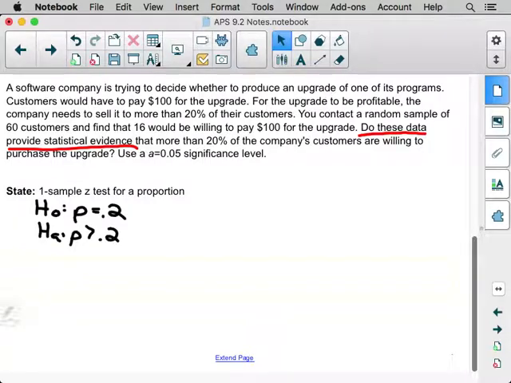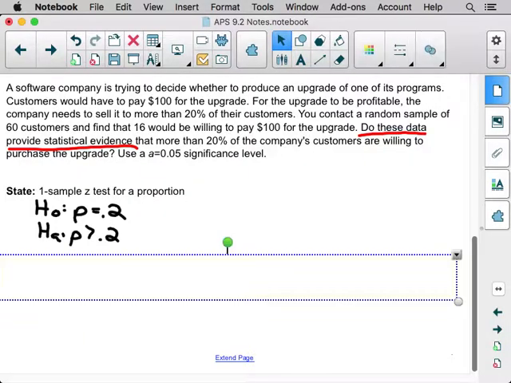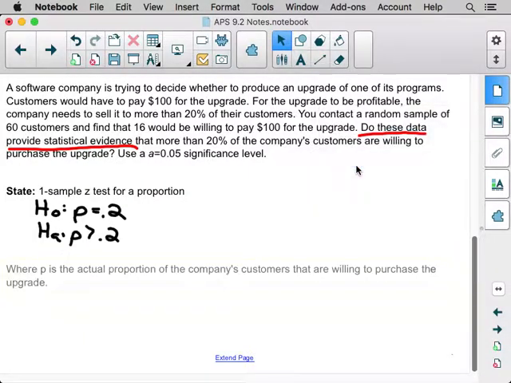And then you do always have to establish what that p means. You can't just start throwing out a variable and not establishing what it is. So you just want to say that p is representing the actual proportion of the company's customers who would be willing to purchase that upgrade.